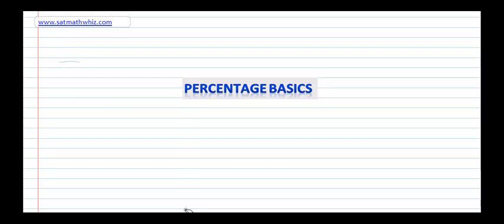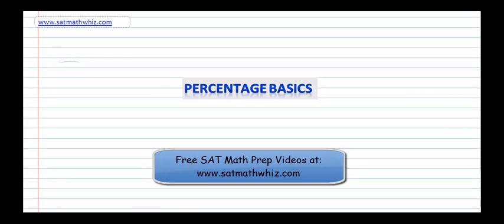Percentage basics. Before we get started with percentages, let's look at 5%. 5% is equivalent to 0.05, and it's also equivalent to 5 over 100. Keep in mind that when we went from 5% to 0.05, we moved the decimal 2 spaces to the left. When we moved it into 5 over 100, we just took that number and put it over 100. And we're going to come back to the idea of 5% over and over again throughout this lesson.